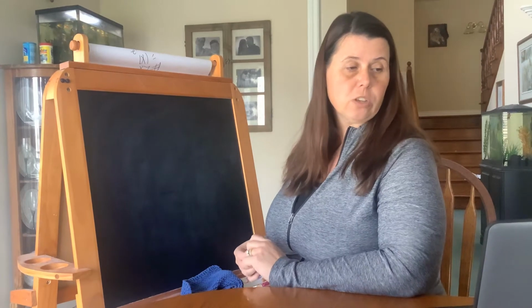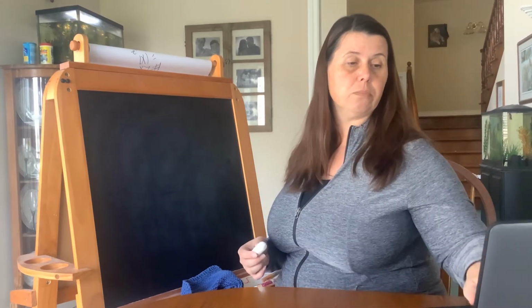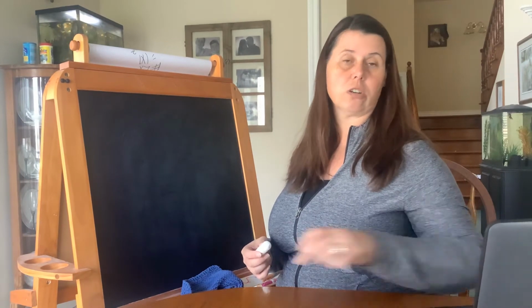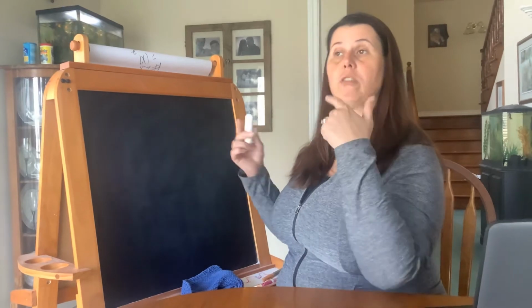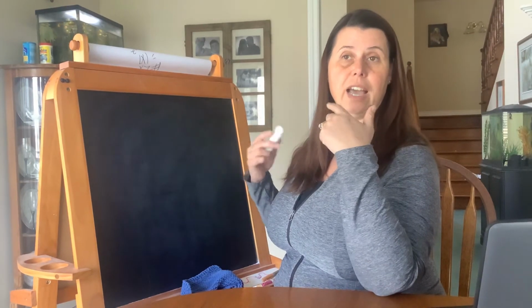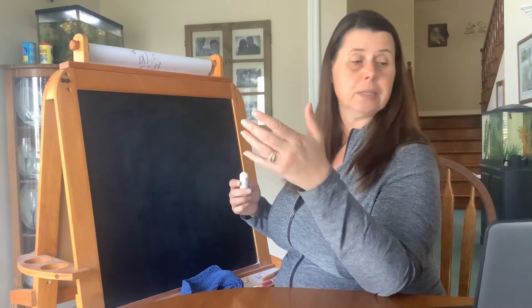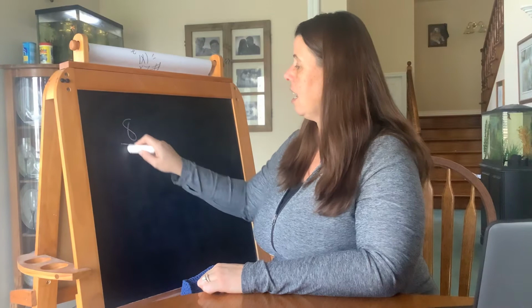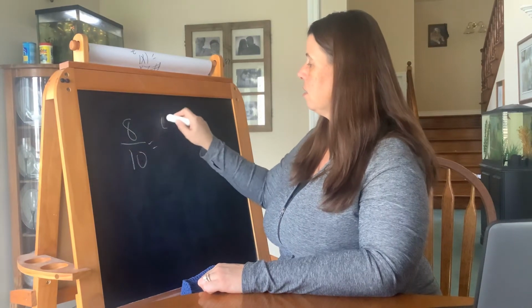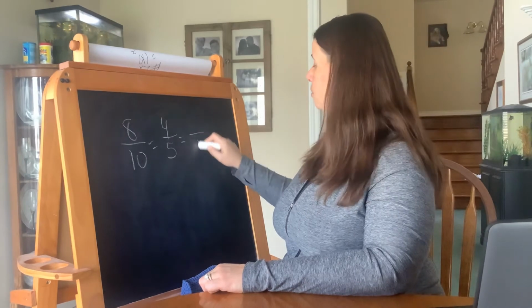Number 4, solve the proportions. Begin by writing the ratio that is complete in lowest terms. Remember, lowest terms means that neither of the numbers have a common factor left other than 1, right? So the first one they give you is 8/10 is 4/5 is how many 15ths?